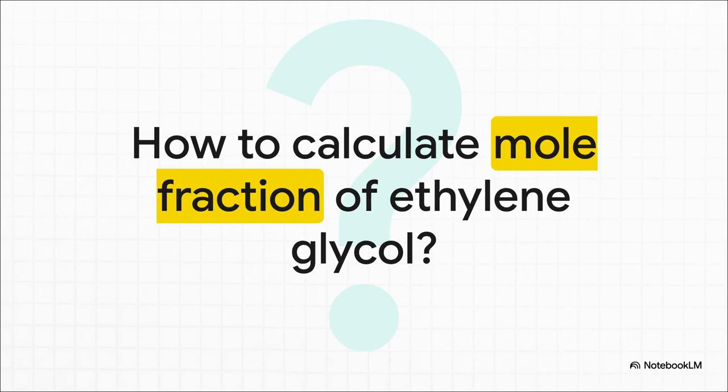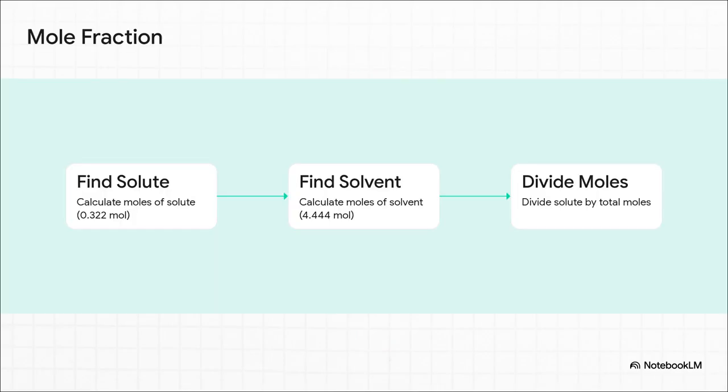Let's actually put this formula to the test in a real-world scenario. Say we're presented with a binary mixture, meaning a mixture of exactly two things. In this case, it's ethylene glycol dissolved in water. So, how do we find the exact mole fraction of our solute, the ethylene glycol? Well, we just break the math down logically into 3 steps. Step 1, isolate your solute's moles.